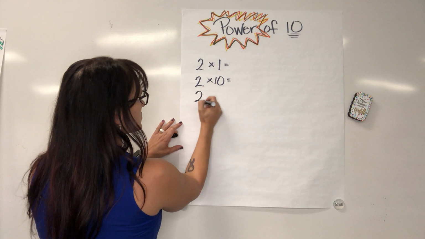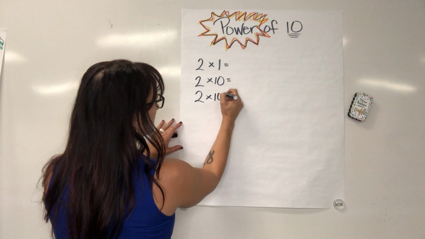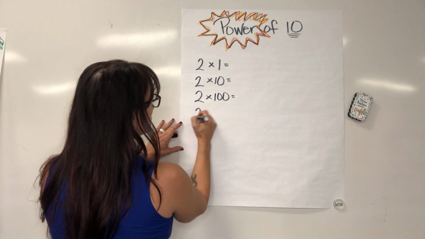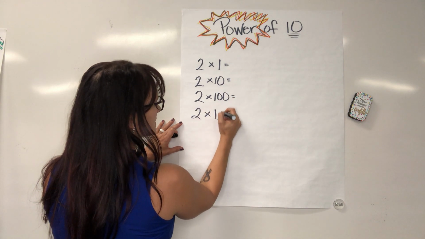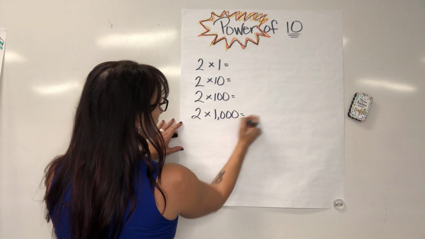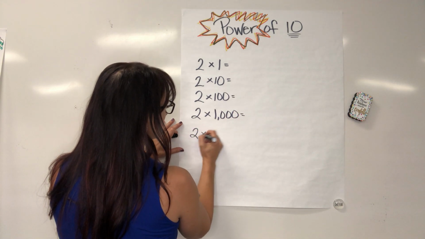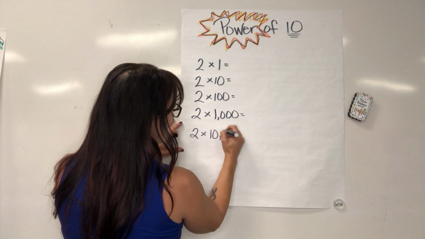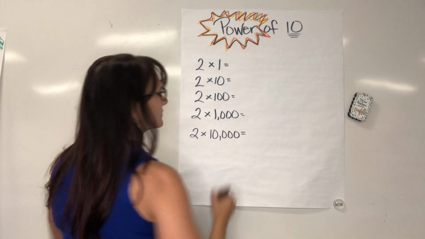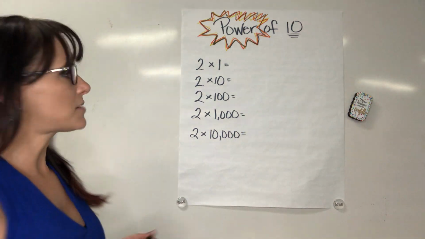Then I want you to think about 2 times 100. 2 times 1,000. And 2 times 10,000. Okay? So let's just think about this.